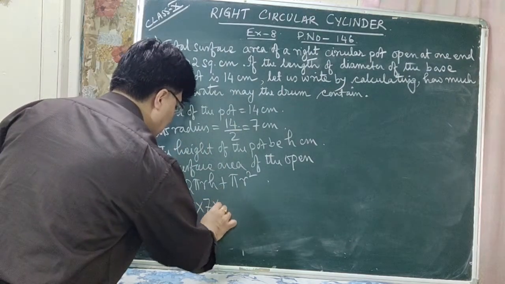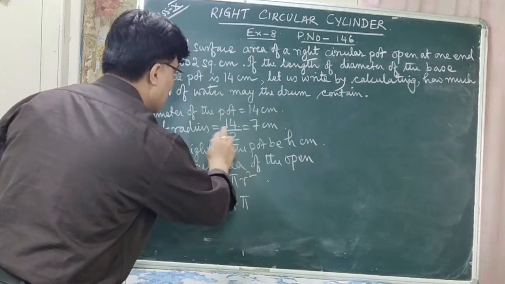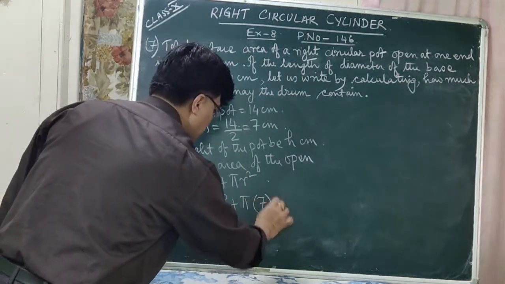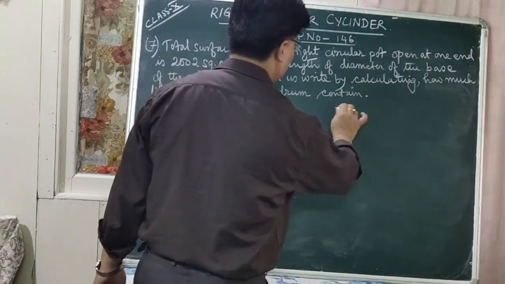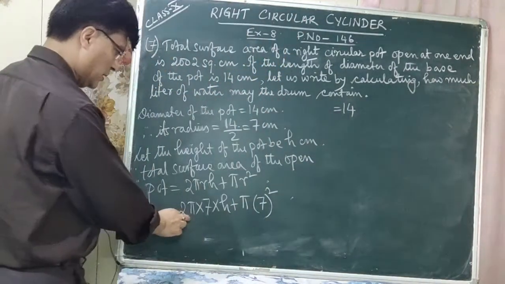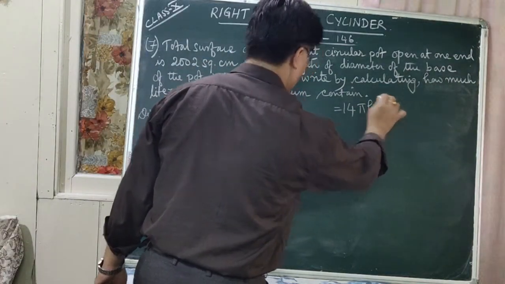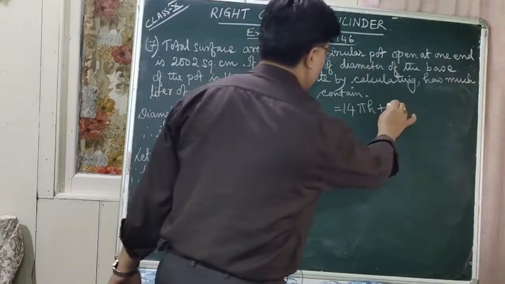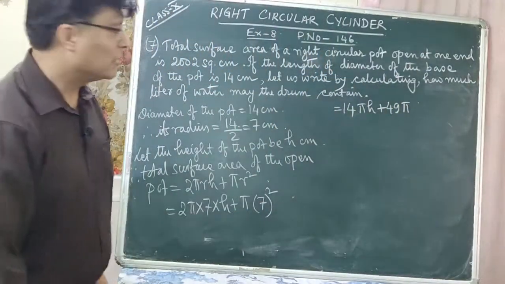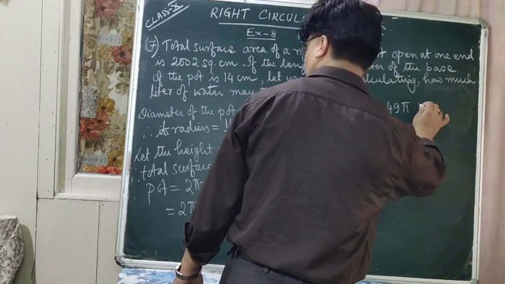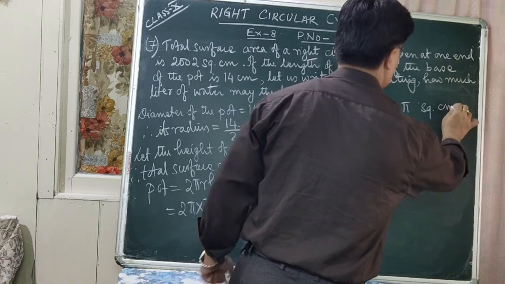This is your 7 into we don't know h, plus pi into what is r whole square? That is your 7 whole square, right? So which is equal to 7 2s are 14. This is 2 7s are 14 pi h plus, then this is 49 pi. Let us keep it as it is. This is your square centimeter.